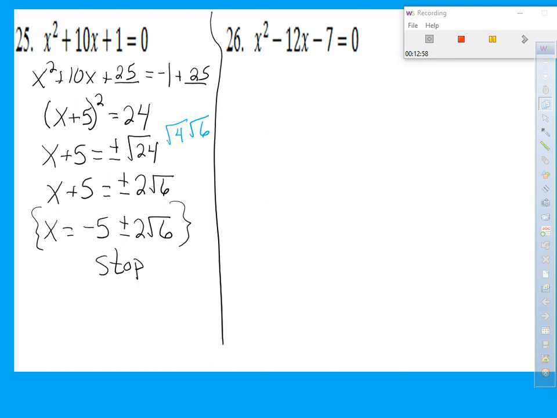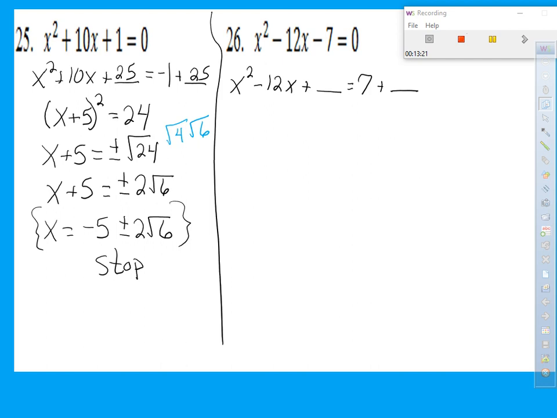Here goes my number 26. I'll do 26 with you. I'll skip 27 with you, and I'll jump down to 28. So number 26, we're going to write this as x squared minus 12x plus blank equal 7 plus blank. Think what that blank should be real fast.